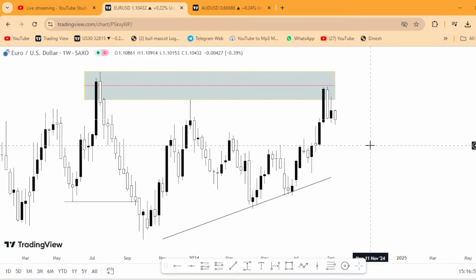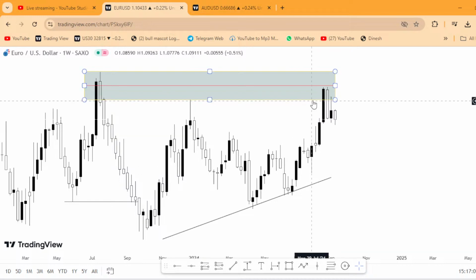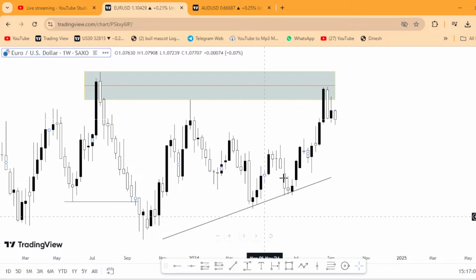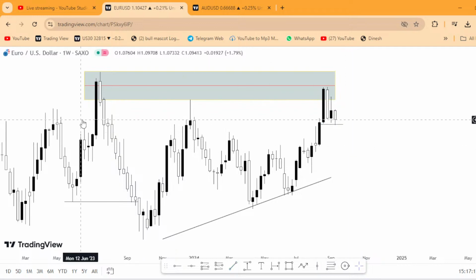However much we tapped into this zone, price hasn't given a momentum shift, right? Though we tapped into the selling zone, that's why you can see those reactions. But the market has not yet shifted momentum from the buyers to the sellers.